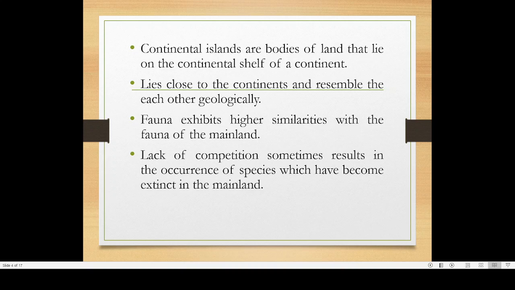If you examine the rock structure as well as the soil structure of the island of Sri Lanka and the Indian mainland, we can see a lot of similarity between them in terms of soil as well as rock structure. So that is the geological similarity between a continental island and the nearby mainland. Another peculiarity is the similarity in fauna, the type and nature of animals.